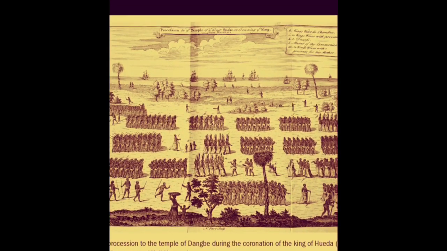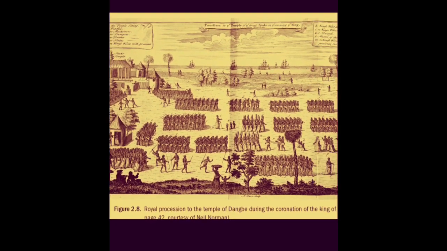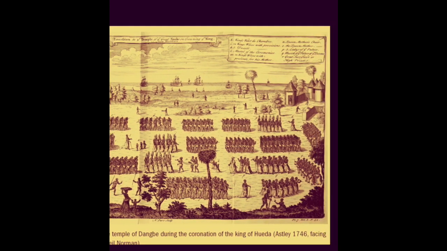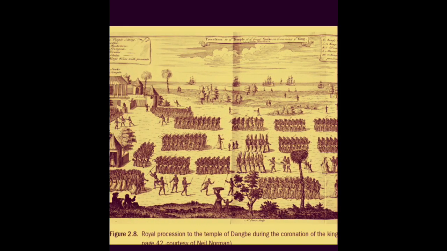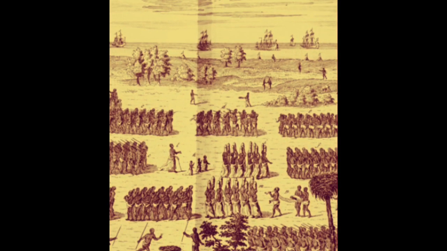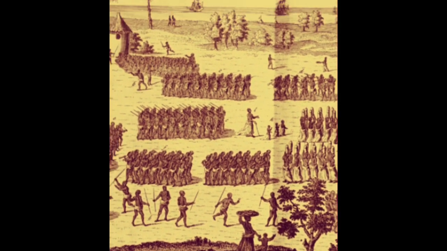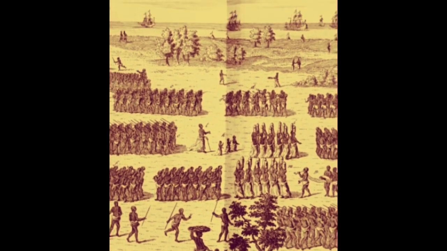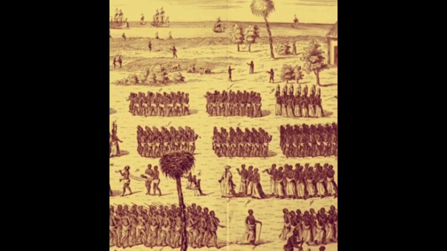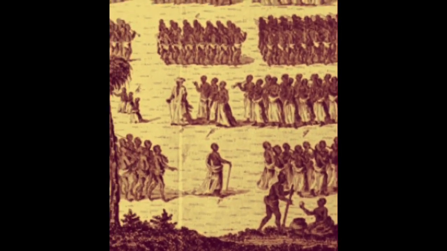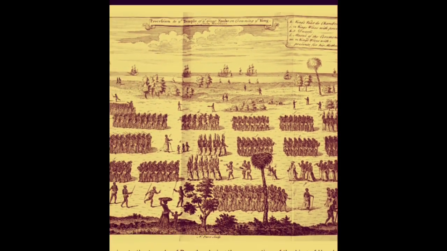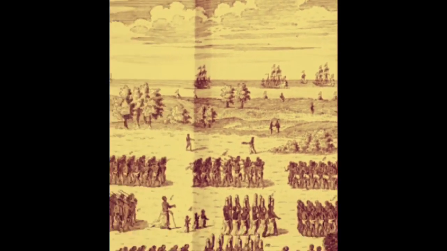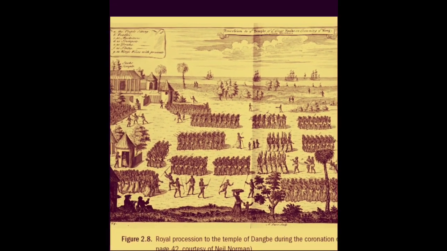Here we're looking at a map, and this comes from courtesy of Neil Newman. This map is from 1746. So at the top of this map, you see what it says there. It is the royal procession to the temple of Dangabi during the coronation of the king of Whydah, aka Judah, aka Whydah. Look right here at the top. See what it says there. Snake King, etc.